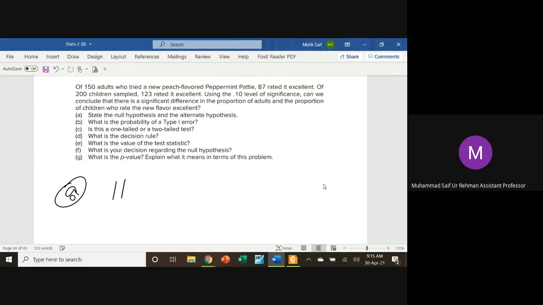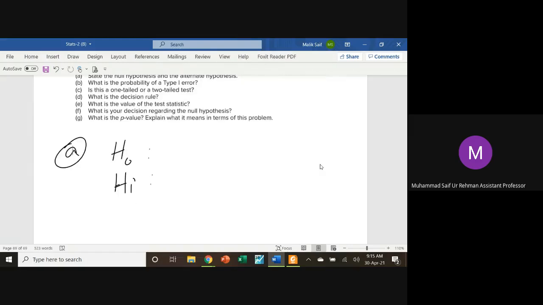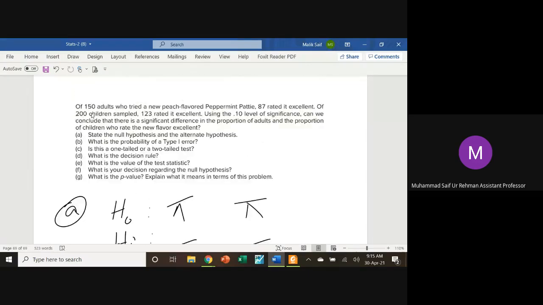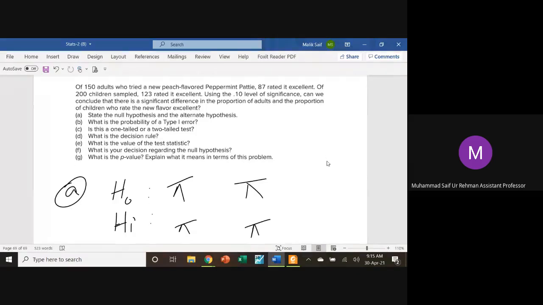Null and alternate hypothesis, H naught and H1. So if you see, population proportions will be written over here. Previously, we were simply writing down pi, but here in this case, we will write pi, pi, pi, and pi. Now you can see there are two populations. One is of adults and one is of children. So you may give subscripts A and C to these two populations. But now for simplicity, I am simply giving 1 and 2 as subscripts to the pi's.